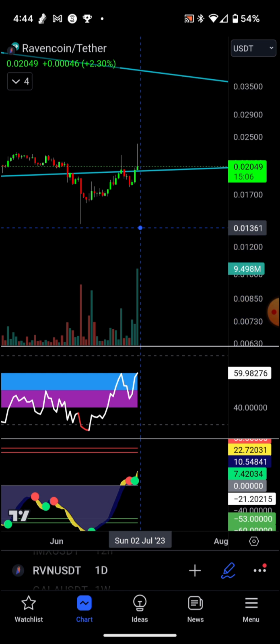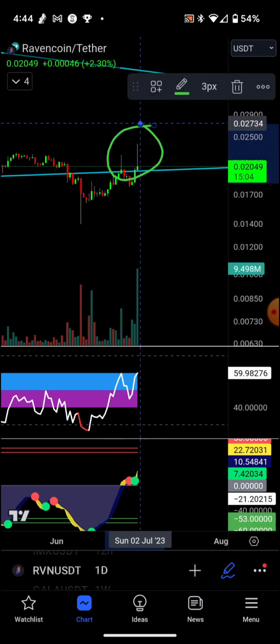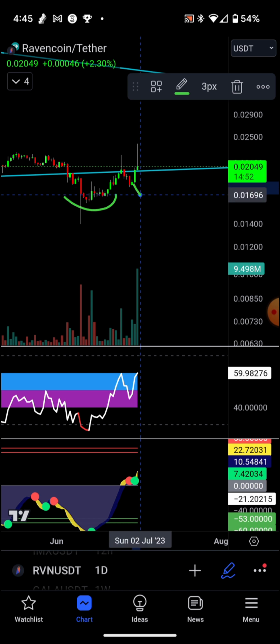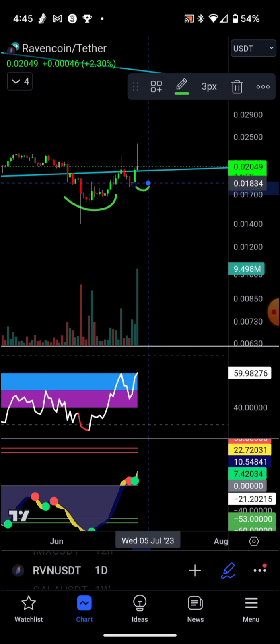But what I am also seeing that I'm not really liking is this very large wick right there as we've broken back into the triangle. And you can see that we've got like a cup and handle pattern forming here. Here's your cup. Here's your handle. These are terrible. I'm attempting to do this on the phone for the first time, so bear with me here. So you got like a cup and handle pattern forming there.